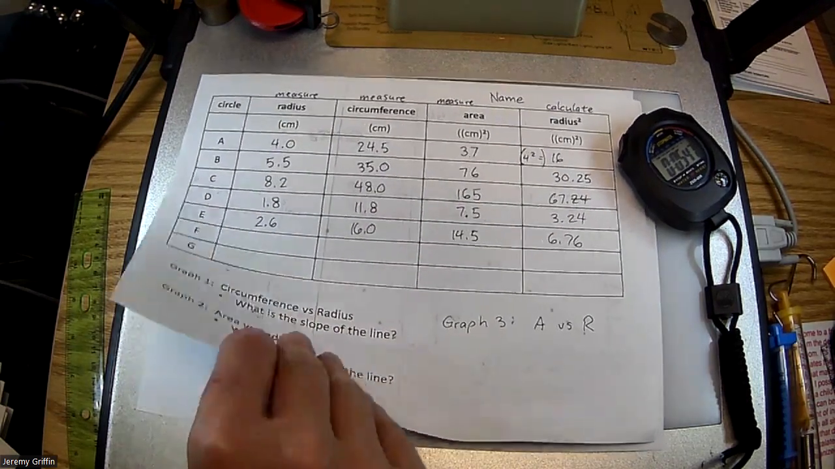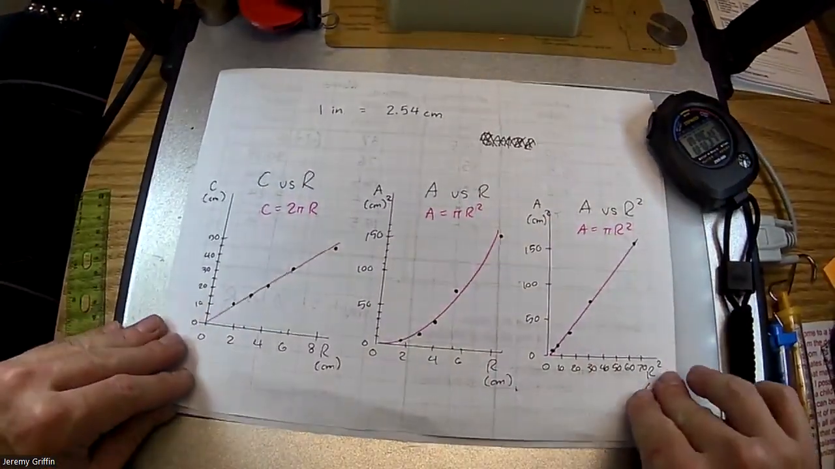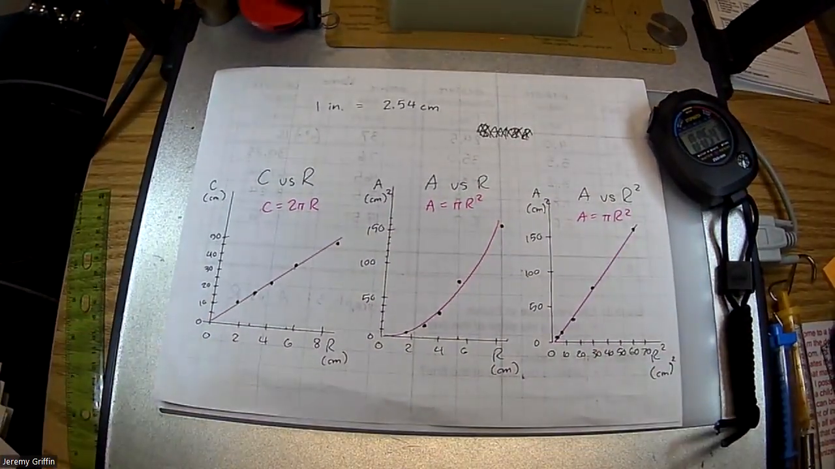So when you guys have a data table and three graphs, then go ahead and turn that in to the grade tray. I'll give you guys points for that, and then we'll do the centripetal force lab tomorrow.